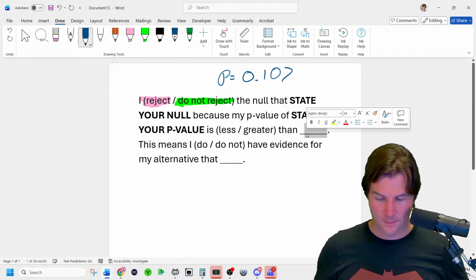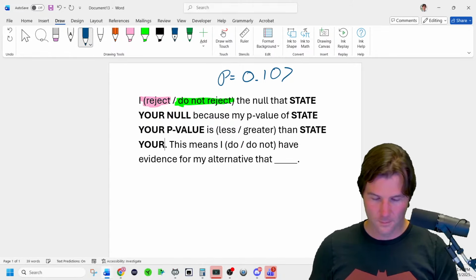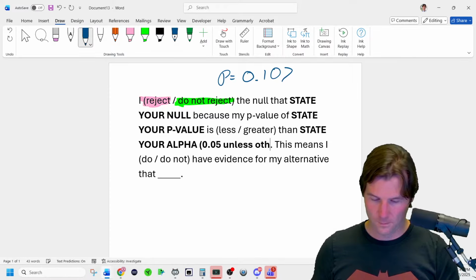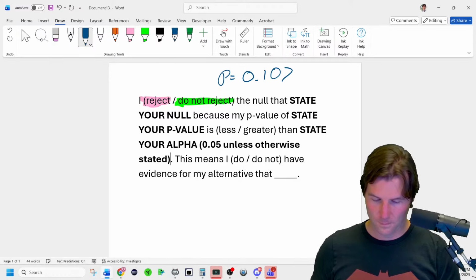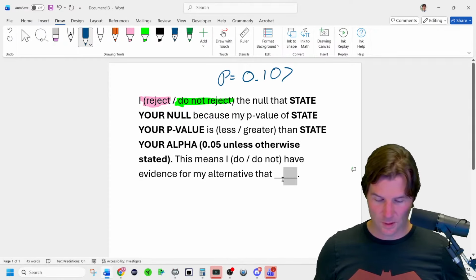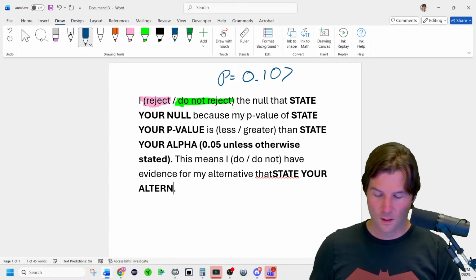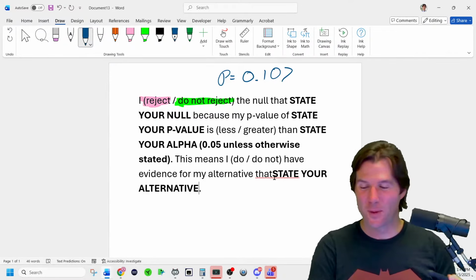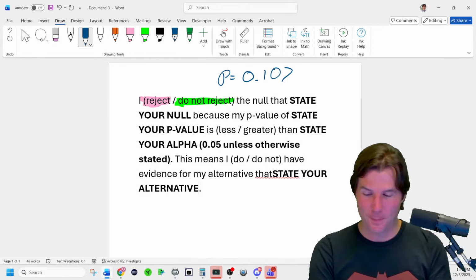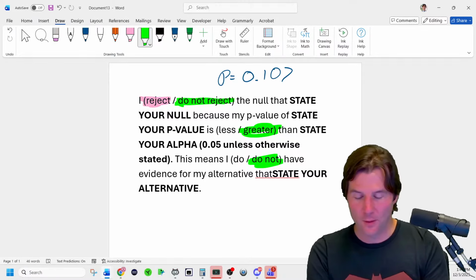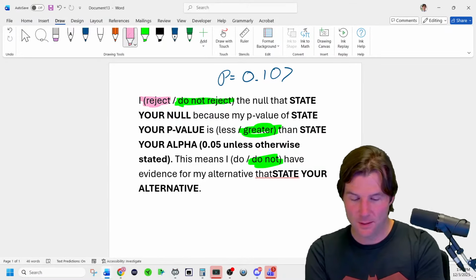This means I do not have evidence for the alternative. Again, let me recolor this real quick. So here it is. Greater than, do not. Okay. Greater than or equal to, greater than, exactly.